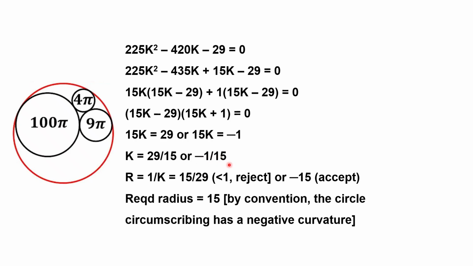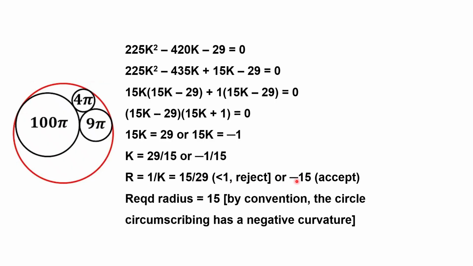Now don't be tempted to reject the negative one, for two reasons. One is 29 by 15, right? So the radius would be 15 by 29, which is approximately half, since 15 by 30 is half. But this circle is much bigger. Here we got radius 10, radius 3, radius 2, and the circle is much bigger than that. So the radius cannot be half; it can't be less than 1.